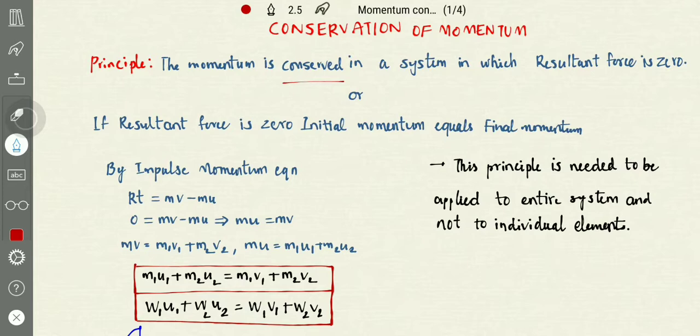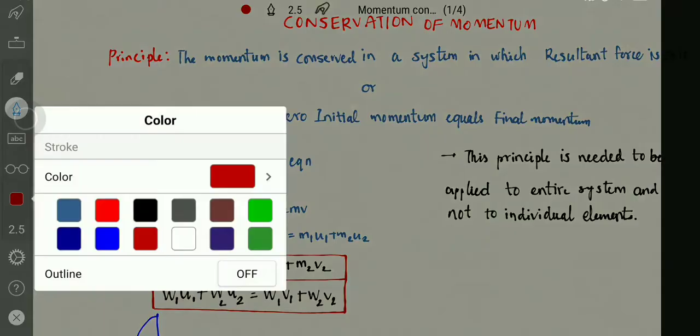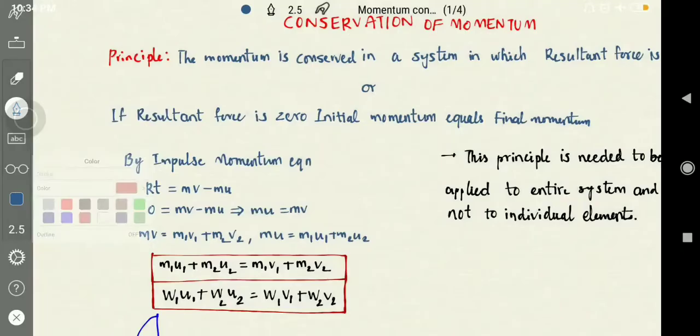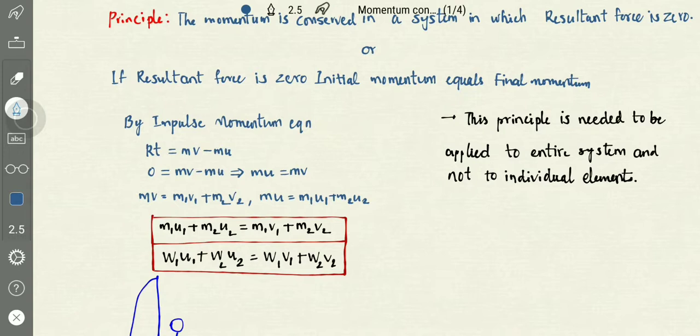It can also be defined as: if the resultant force is zero, initial momentum equals final momentum. So this conservation of momentum principle can be used only when the resultant force is zero. Let us see that by an example. But first, according to the statement of conservation of momentum, let's derive the equation of this conservation of momentum.